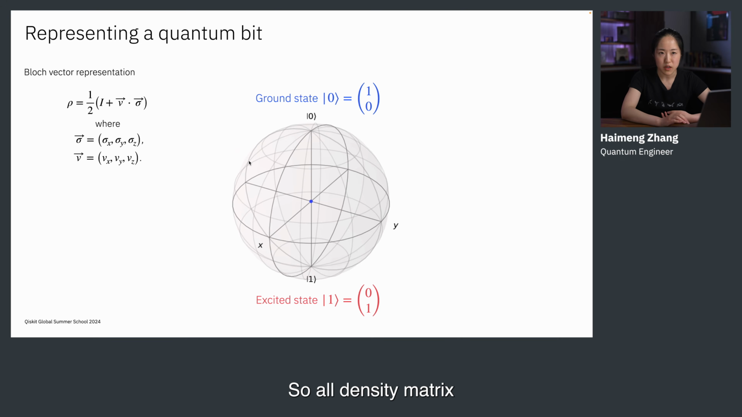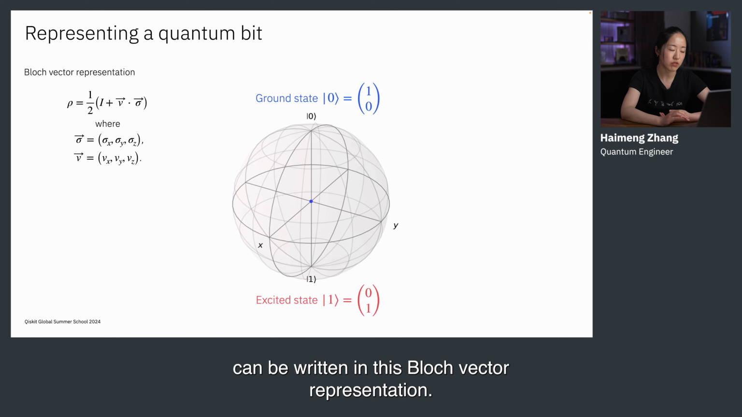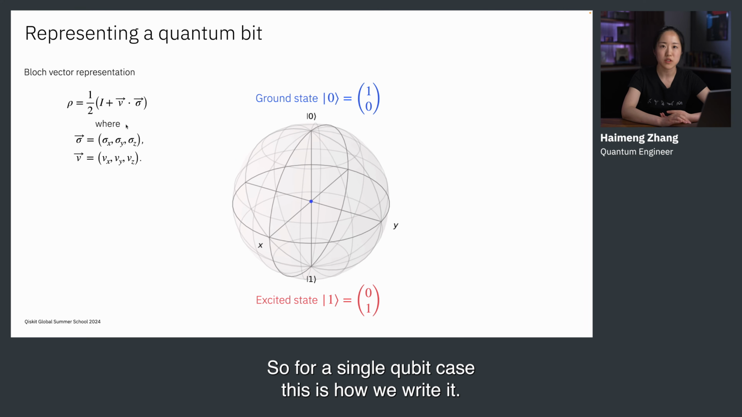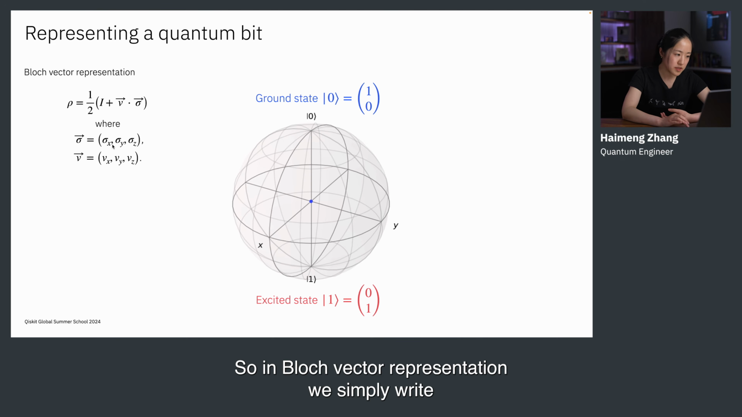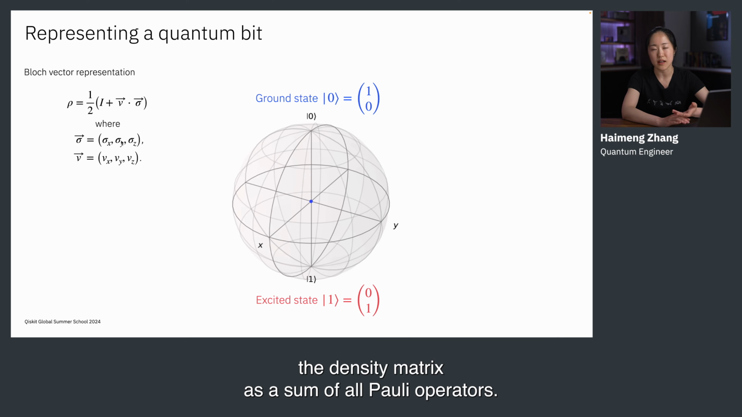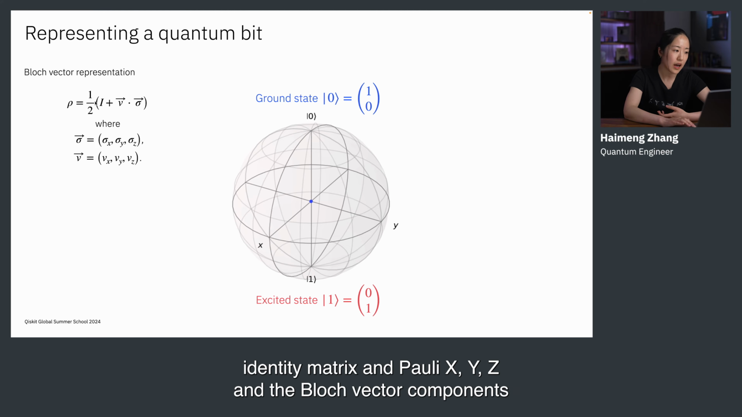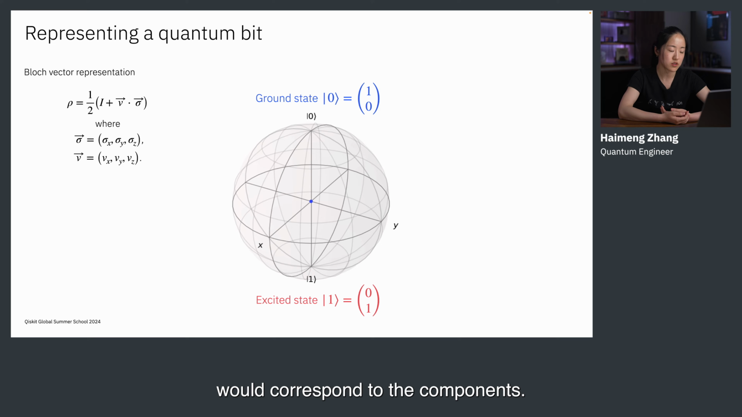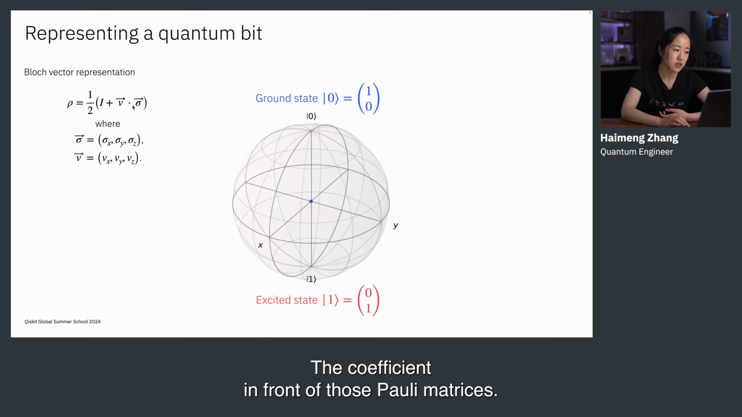So all density matrices can be written in this Bloch vector representation. For the single qubit case, this is how we write it. In Bloch vector representation, we simply write the density matrix as a sum of all Pauli operators, identity matrix and Pauli XYZ. And the Bloch vector components correspond to the coefficients in front of those Pauli matrices.